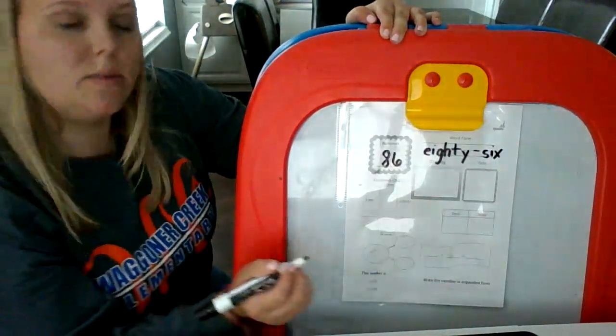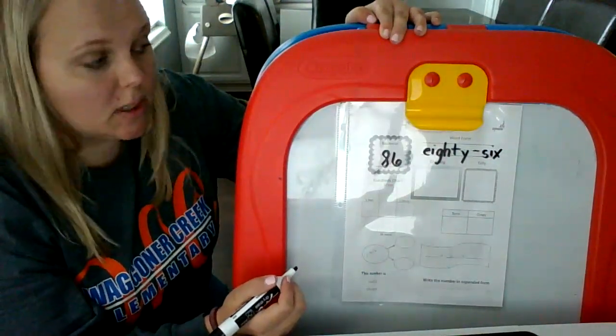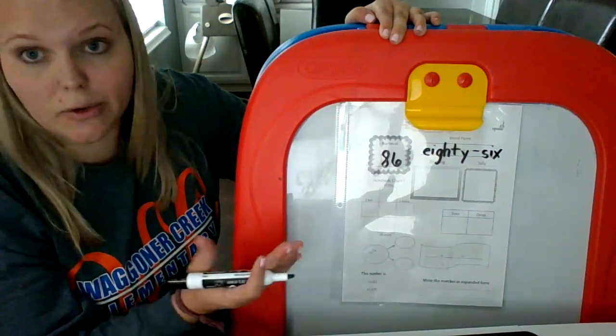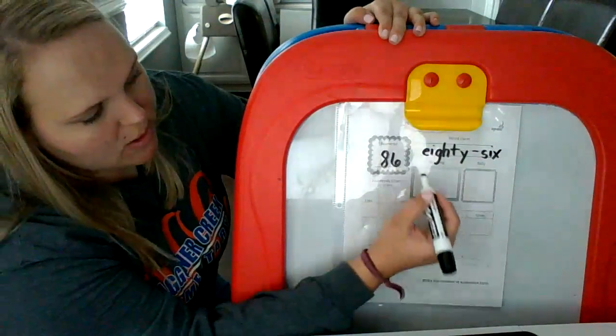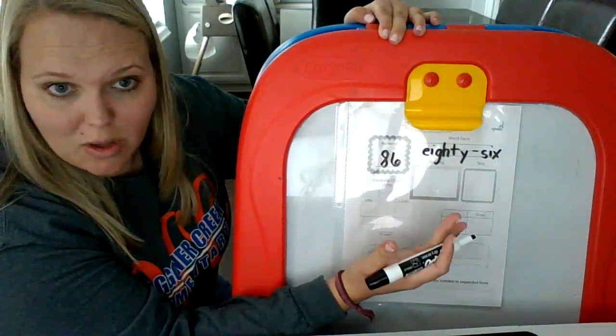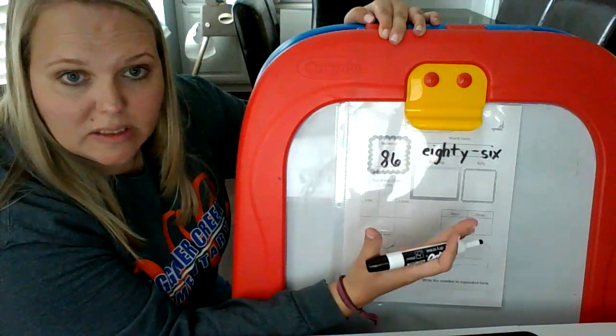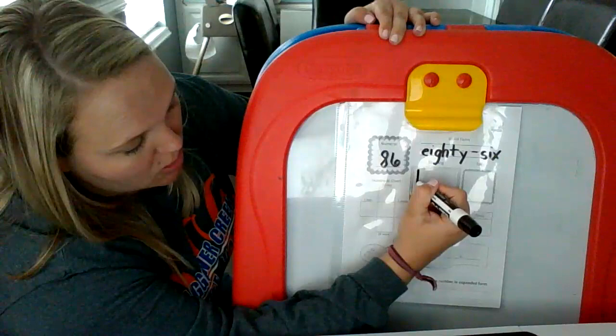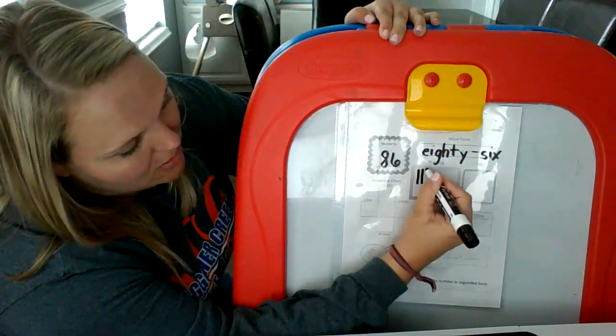For the drawings, we want to make sure the students understand how many tens and how many ones there are, or hundreds if there are hundreds. So we want to actually draw out the base 10 blocks that we use, and we want to use the place value. In this number there are 8 tens, and so I'm going to draw 8 tens.